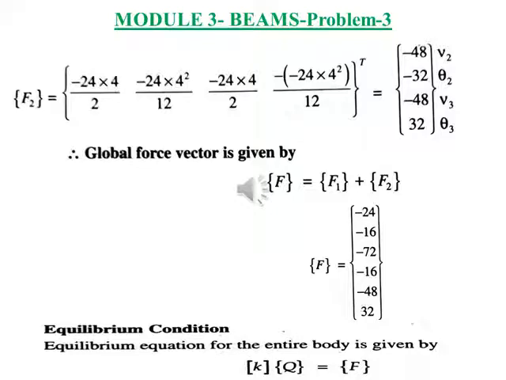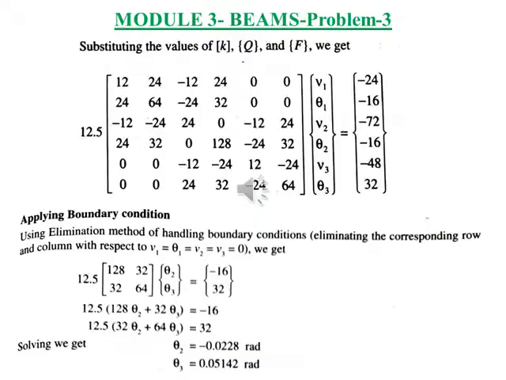So next is applying the equilibrium condition. We know that stiffness into displacement is equal to the load vector, or the load that is acting. So K into Q is equal to F. Applying the formula K into Q equals F, we get the 6 into 6 matrix. Now we can apply the boundary conditions.